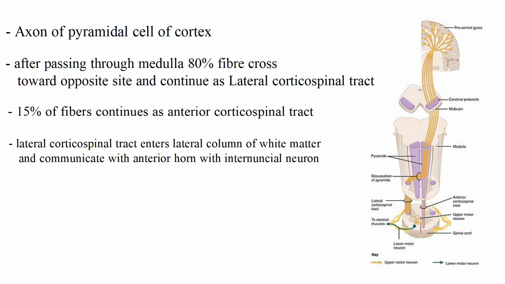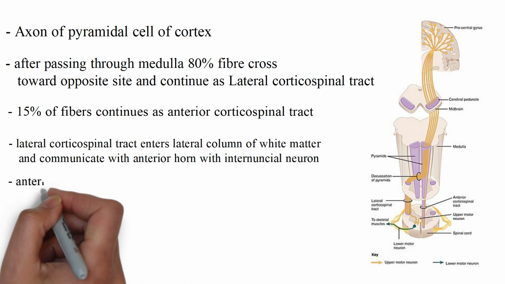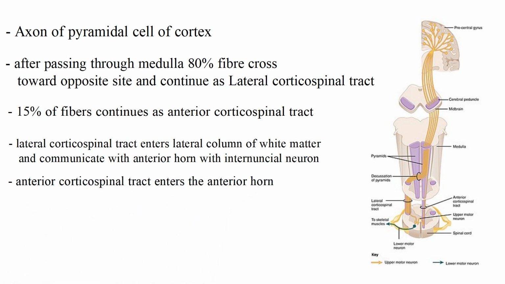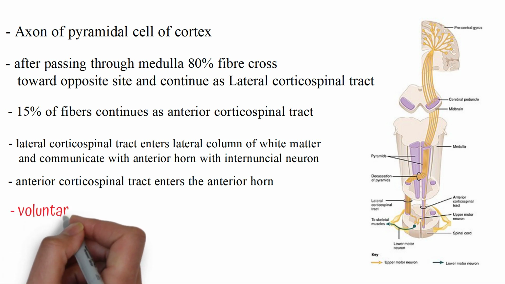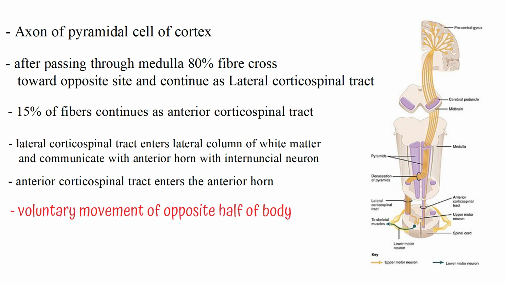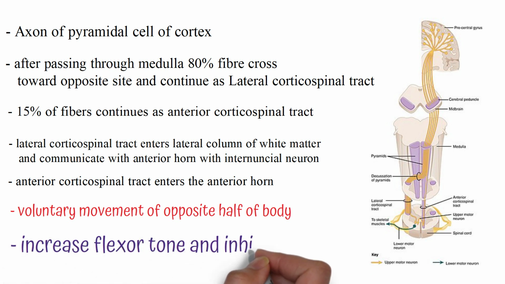with the internuclear neuron, while the anterior corticospinal tract enters the anterior horn. As you can see in the image, the main function of this tract is to control the voluntary movement of the opposite half of the body, and the second function is that it increases the flexor tone while inhibiting the extensor tone.